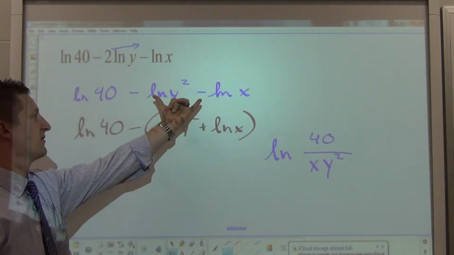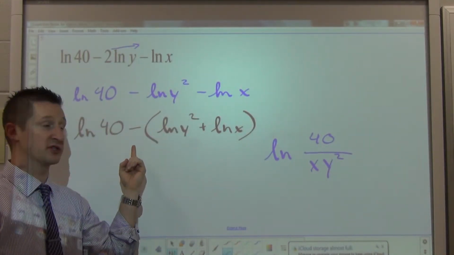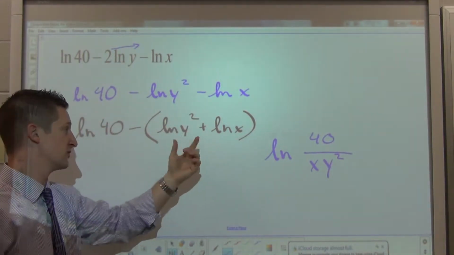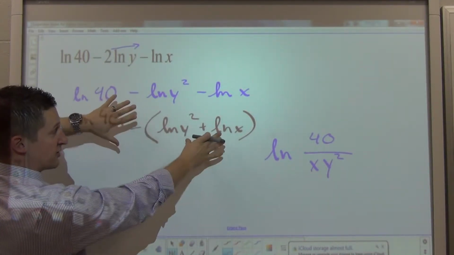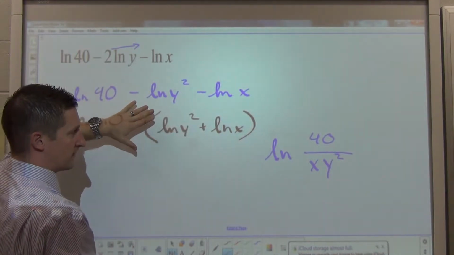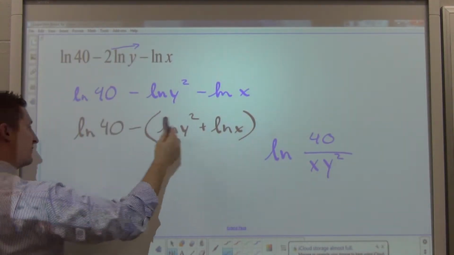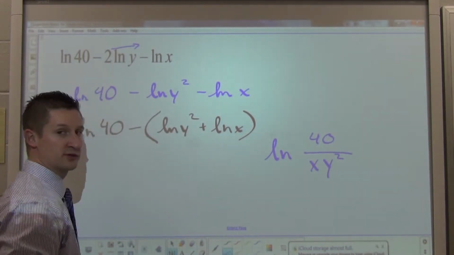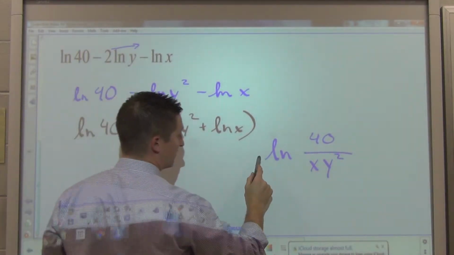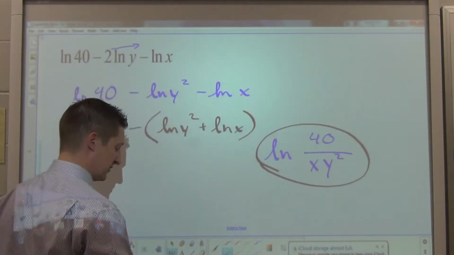You notice what I did there is I factored out a -1 for both of those expressions and left them now as positive. So if I think about it this way, the ln of y squared plus the ln of x, well, that's using the product property. It's x times y squared. I'm subtracting that, so whatever comes after this, this expression is going to end up in the denominator, in the quotient. Okay? Now, there's another way that I could think about this even more.